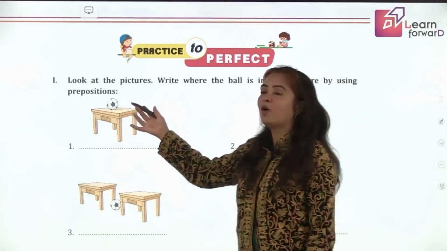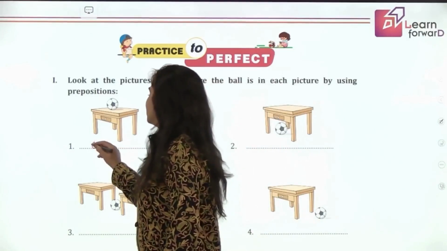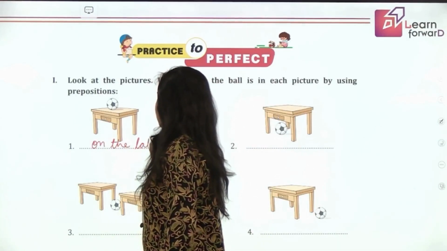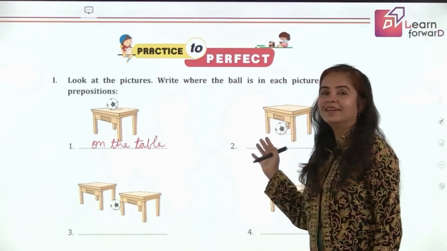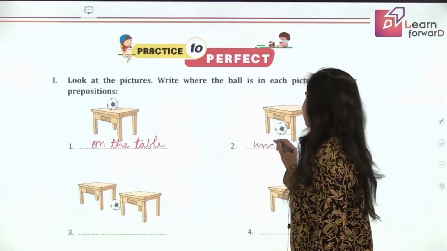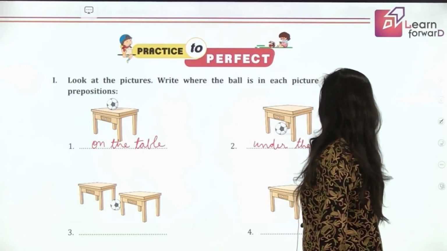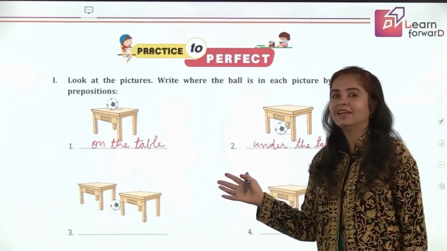So, where is the ball here? Yes, it is on the table. So, we will say on the table. What about the next picture? Where do you see the ball here? Good, it is under the table. So it's clear that you have understood the difference between on and under. Let's see the next. Very good.